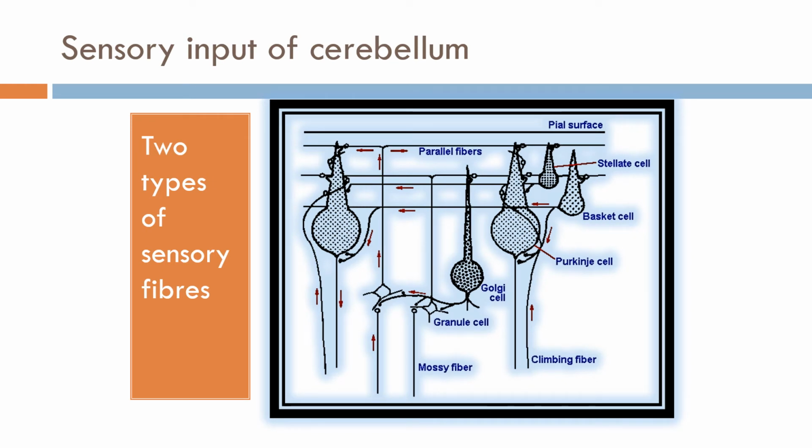So it is like this. This fiber is climbing over the neurons. That's why it is called climbing fiber, that is over these neurons. Other fibers will be called the mossy fiber.